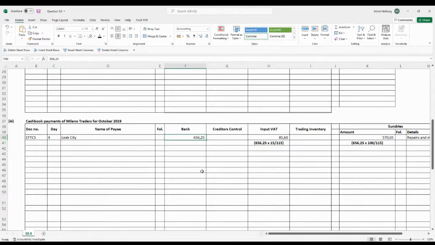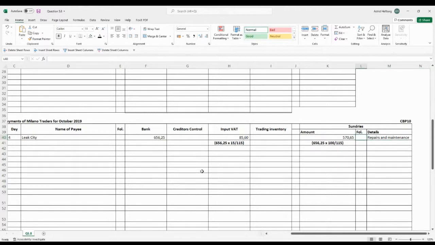So we've got League City. The amount they've given us was 656 Rand and 25 cents. Then we can claim input VAT on that at 15 over 115, and then the remaining 100% will go to our repairs and maintenance account under our Sundry column.